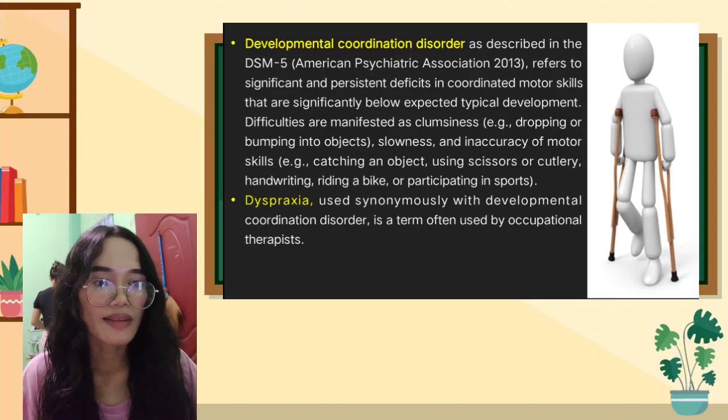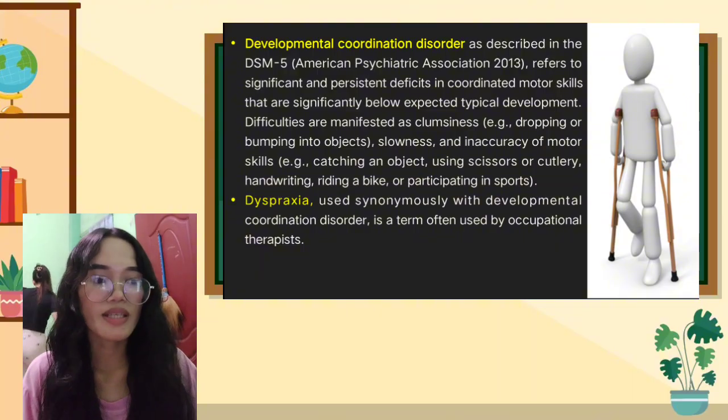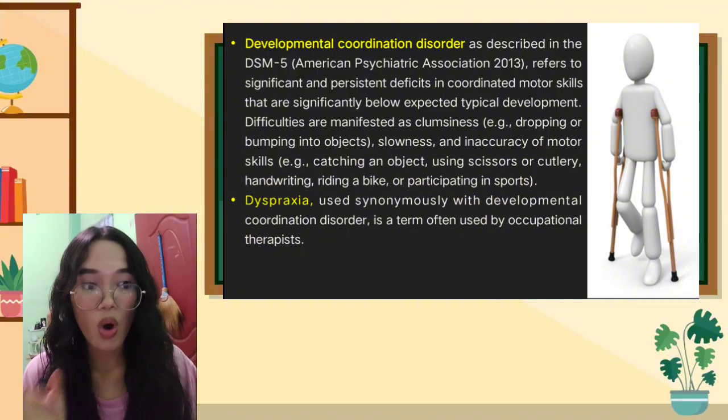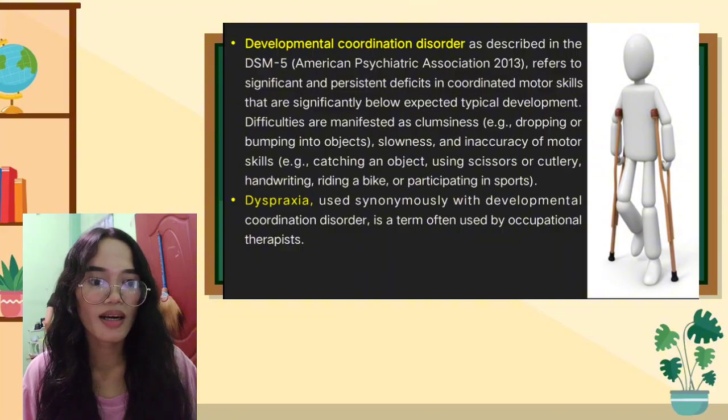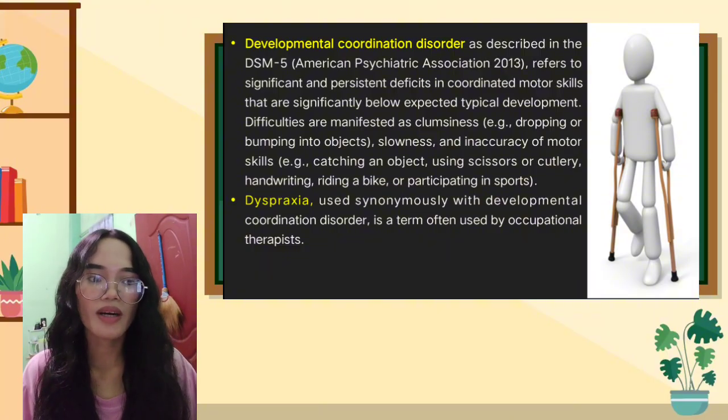Meron tayong tinatawag na developmental coordination disorder. Yan, when we see developmental coordination disorders, ito yung kakulangan or di kaya may problema in the motor skills ng isang bata. Yung mga difficulties na to are manifested as yung mga clumsiness. Example is dropping or bumping into objects, slowness, and inaccuracy of motor skill. Example niya is yung pag-catch ng object is hindi niya makatch ng maayos yung papel or di kaya pag nagugunting siya, hindi siya nagkakat ng maayos or hindi straight, ganon. And handwriting, hindi din maayos yung pagka-handwriting niya.